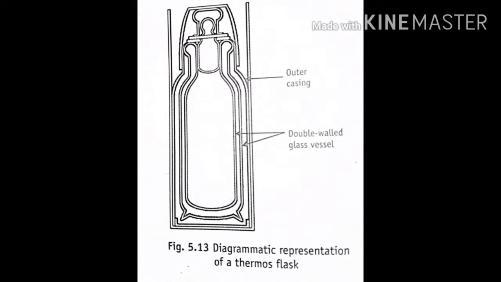Heat loss due to radiation is minimized by making the surface of the jar highly reflective. So the heat radiations are reflected back into the jar. In this way, heat transfer is minimized in a thermoflask.